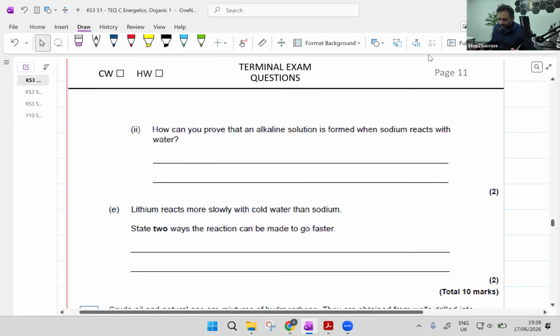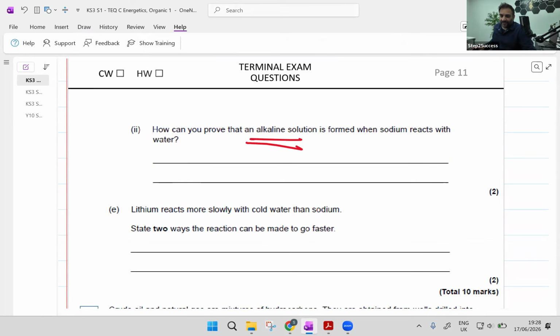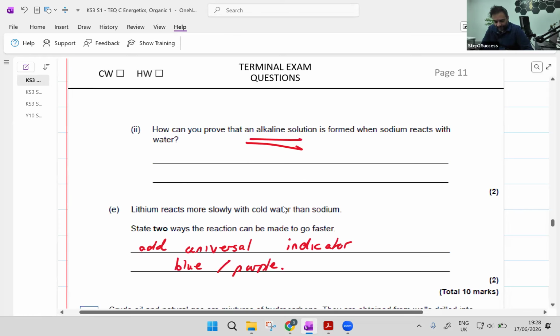How can you prove that an alkaline solution is formed? Well, how can you check that something is an alkaline solution? You could use something called universal indicator, or you could check the pH. Let me see what the mark scheme says here. Yeah, add universal indicator. Universal indicator is used to check whether something is an acid or an alkali. In an alkali, it turns blue or purple. Okay, so it should turn blue or purple. Right, that is question 5.